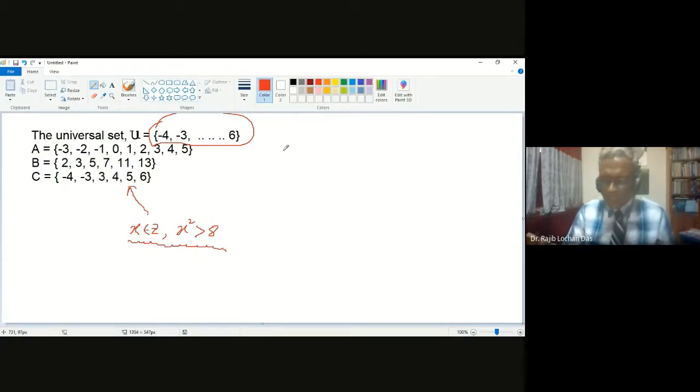So can you take minus 4? Yes, you can take minus 4. Why? Because minus 4 square is actually 16, and this is greater than 8. So it is okay, minus 4 can be taken. Can you take minus 3 also? Yes, sir, because it's 9, so it is also greater than 8. So you can take minus 3.